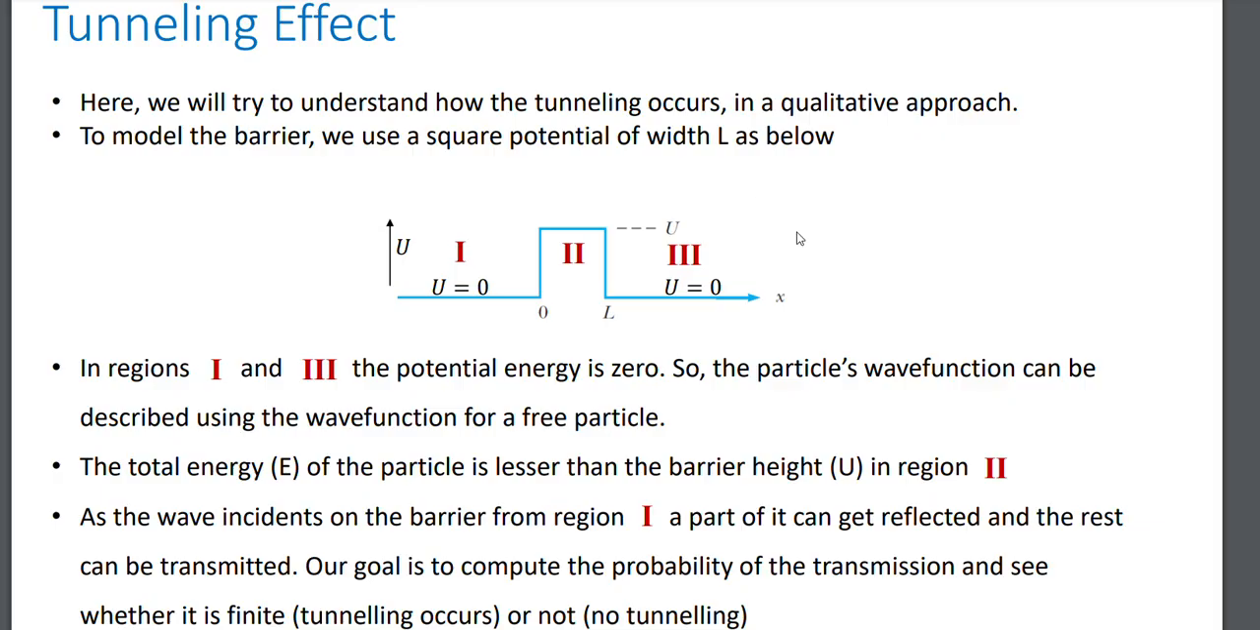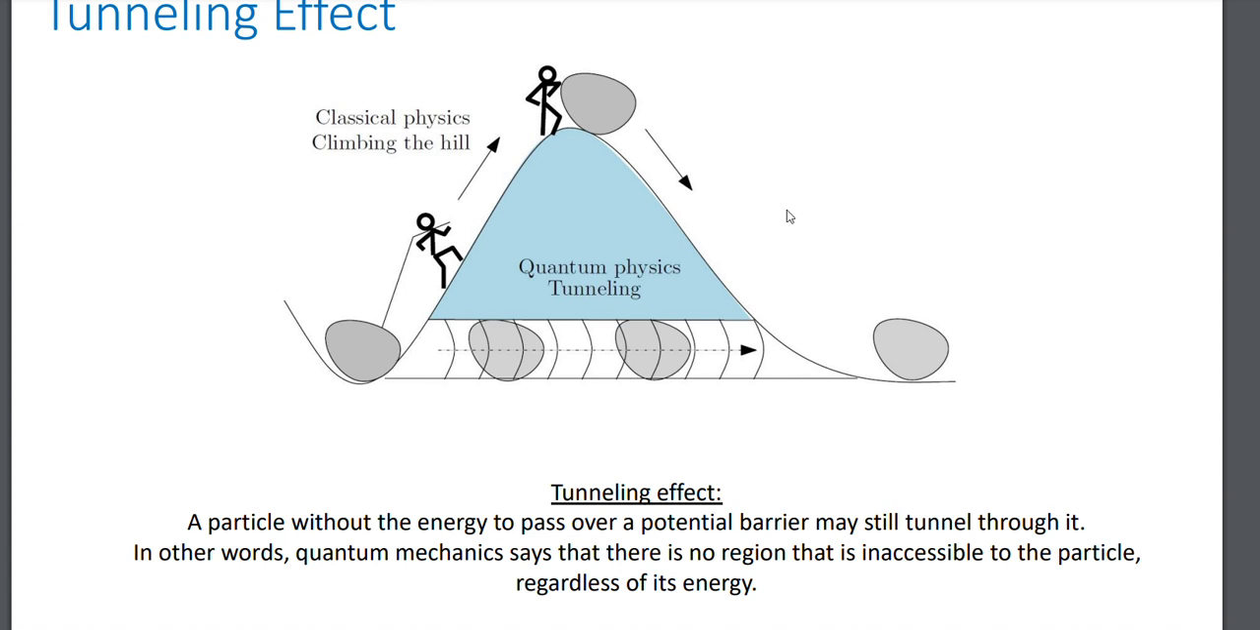Now we will explore the phenomenon of quantum tunneling, in which an object, such as an electron or atom, passes through a potential barrier, though it does not have sufficient energy to penetrate. In other words, quantum mechanics says that there is no region that is inaccessible to the particle, regardless of its energy.